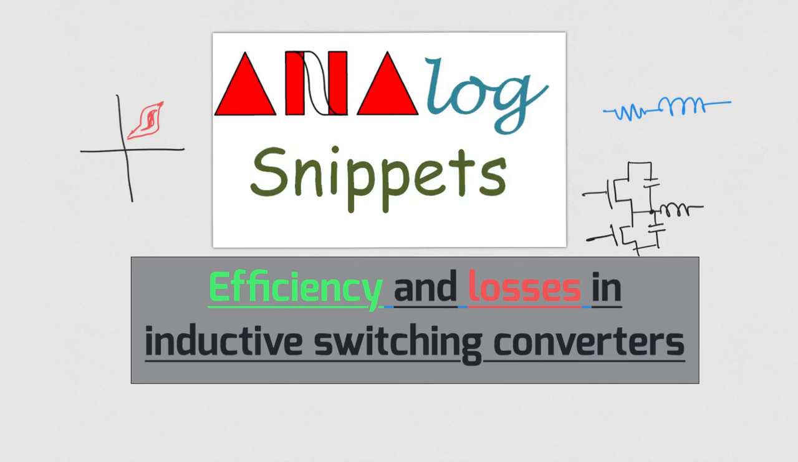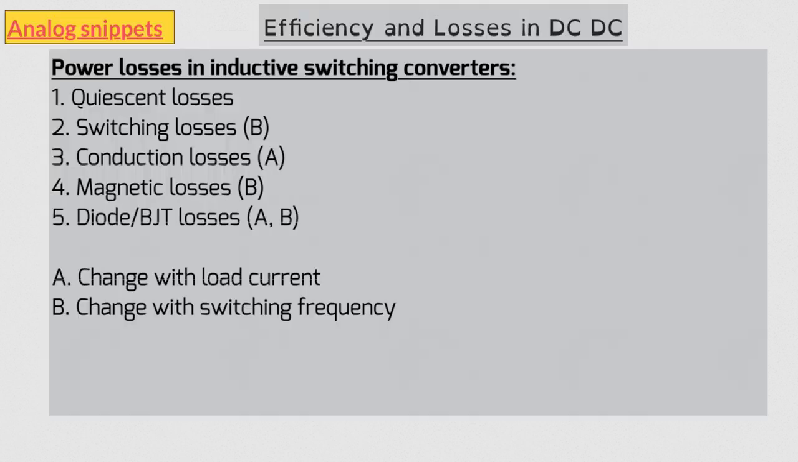In this video, we will continue our discussion of efficiency and losses in inductive switching converters. There are several kinds of losses in inductive switching converters. In the previous video, we went through the first three of these losses. And we said that these three losses can be simulated very accurately in the simulation tools. In this video, we will consider magnetic losses in the inductor. Diode and BJT losses need to wait for another video.